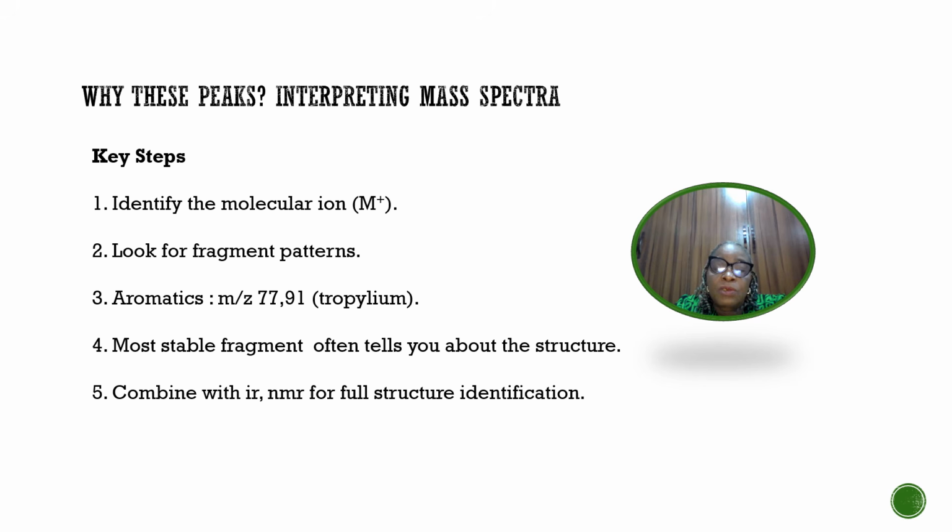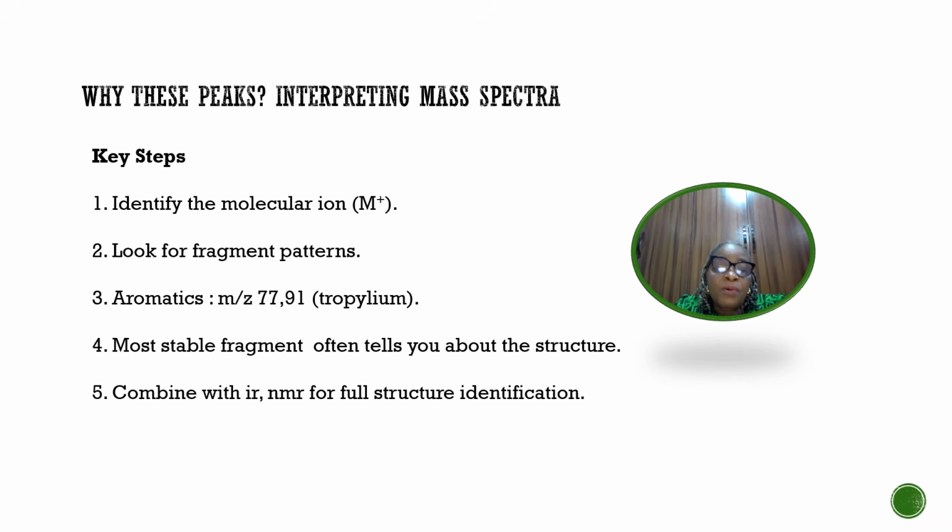You check for isotopic patterns. You look for chlorine, bromine, M+2 peaks. You look for sulfur, M+2 at 4% of M. And then number 4, you look for the most stable fragment. It often tells you about the structure.